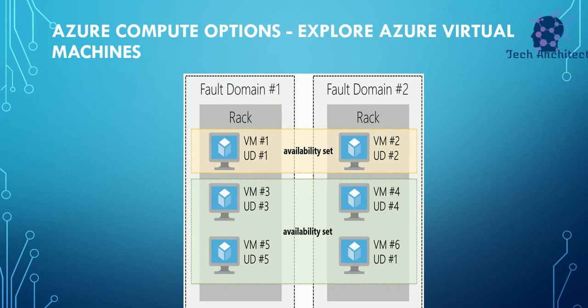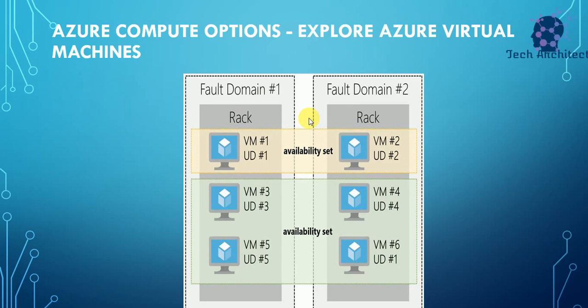So in the compute options, we are exploring the VM. If you see in the diagram, you have the fault domains and VMs. Your VMs are sequentially placed across the fault domains and update domains. The diagram shows an example where you have 6 VMs: VM1, VM2, VM3, VM4, VM5 and VM6. So 6 VMs in an availability set are distributed across 2 fault domains and 5 update domains.